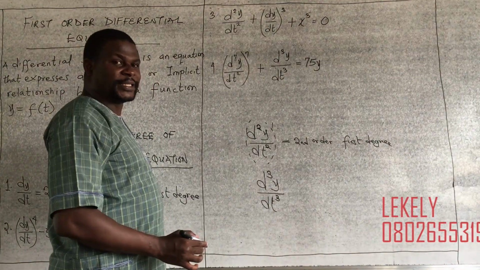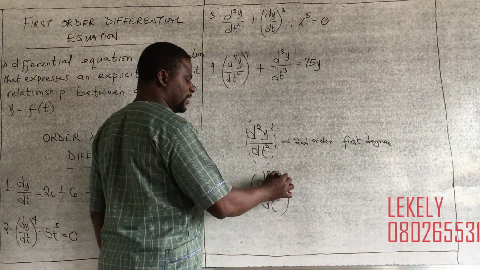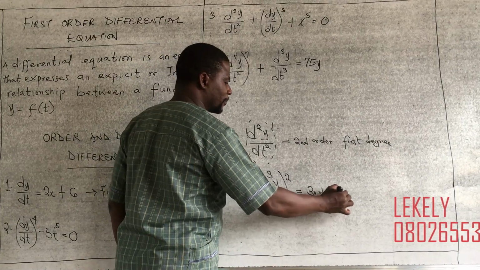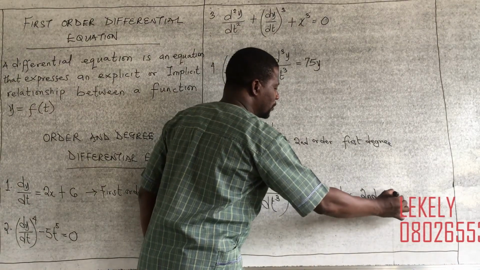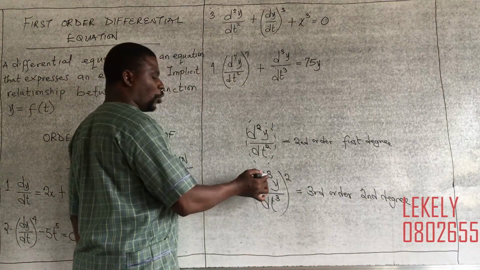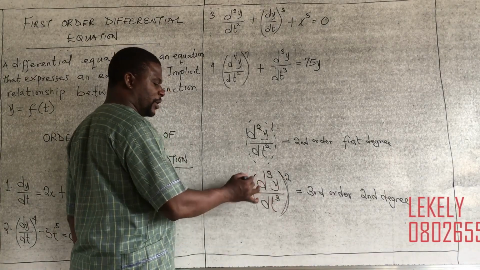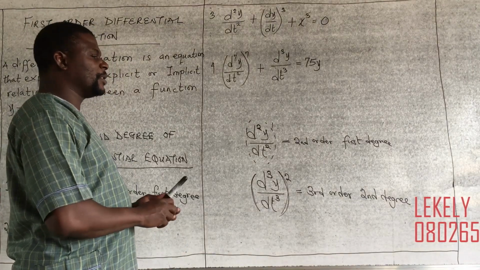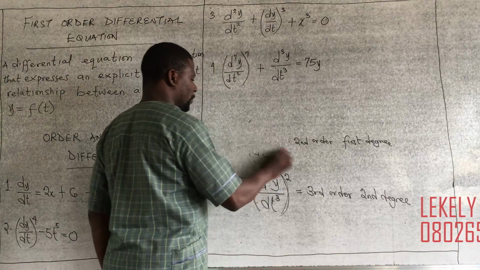Let's assume I have something like this. Now, this is third order, second degree. You see that? Third order because it's having power 3 here, and it is second degree because it's having 2 outside. So that's how to determine the order and degree of a differential equation.